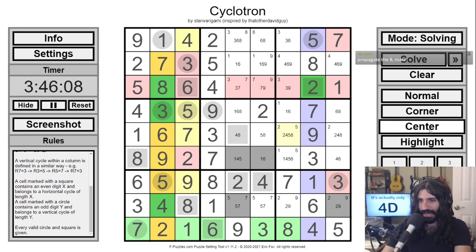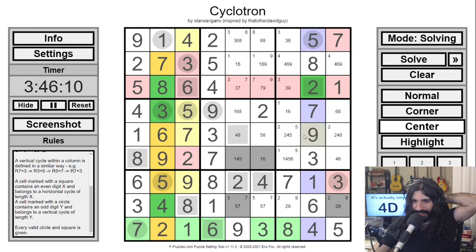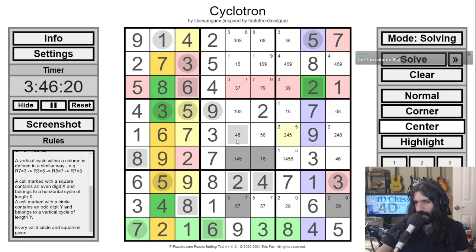Okay. Wait, does that solve what I said? No, because this 8 is either here or here. In that... wait, does it? Hello? Does this solve the other one of these? That I was... the 7 in column 8? Get out of here. Okay.